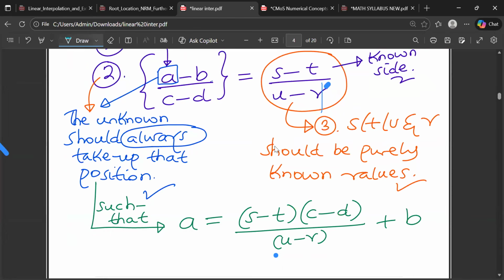We get this S minus T. You can do some cross multiplying and that one goes there. You multiply it by the C minus D. Now, you can divide by the U minus V. Then you can bring this negative B and take it to the other side as a positive. So with that, we'll have obtained this unknown value. This is our unknown.